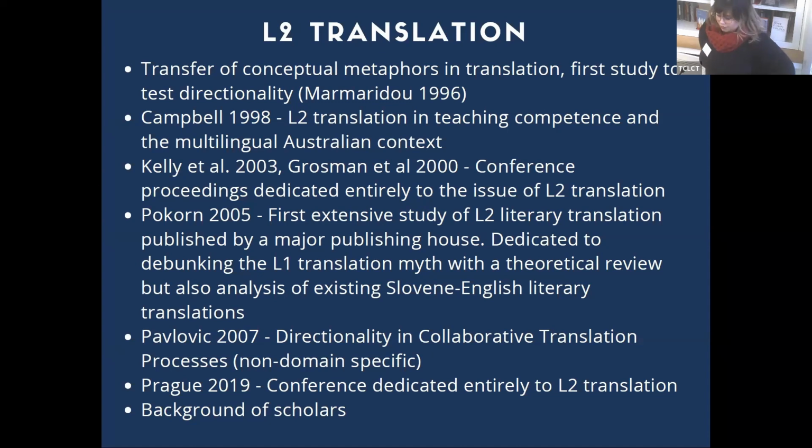In the case of Kelly et al., they have some in Spanish, and in Grossman et al., they have some in French as well. Pokorn in 2005 was the first extensive study of L2 translation published by a major publishing house, Routledge. In it, she presents us with a theoretical review of L2 translation, which based a lot of what I'm talking about here. And she also analyzes existing Slovene to English literary translations. And she concludes that a lot of them work because native speakers could not identify which texts were translated by the L1 and the L2 translator.